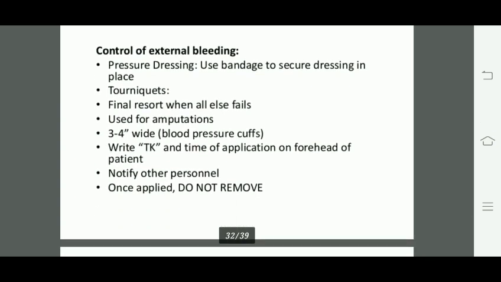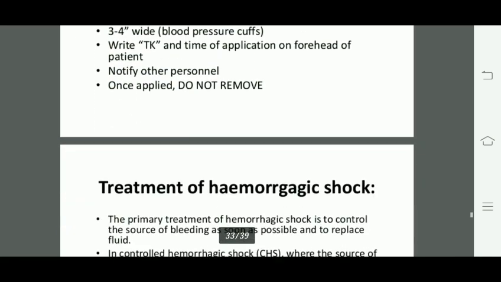Next comes control of external bleeding. Pressure dressing, that is use bandage to secure dressing in place. Tourniquets, final resort when all else fails. Used for amputations. 3 to 4 inch wide blood pressure cuffs. Write TK and time of application on forehead of patient. Notify other personnel. Once applied, do not remove it.